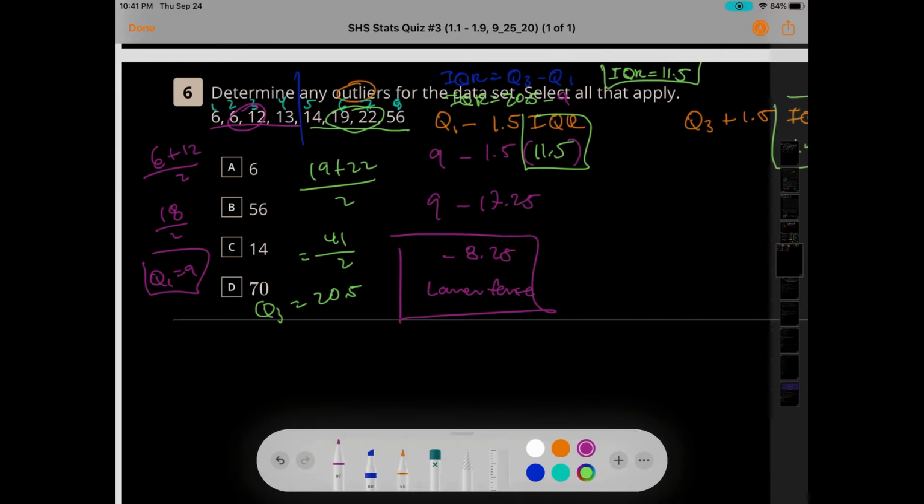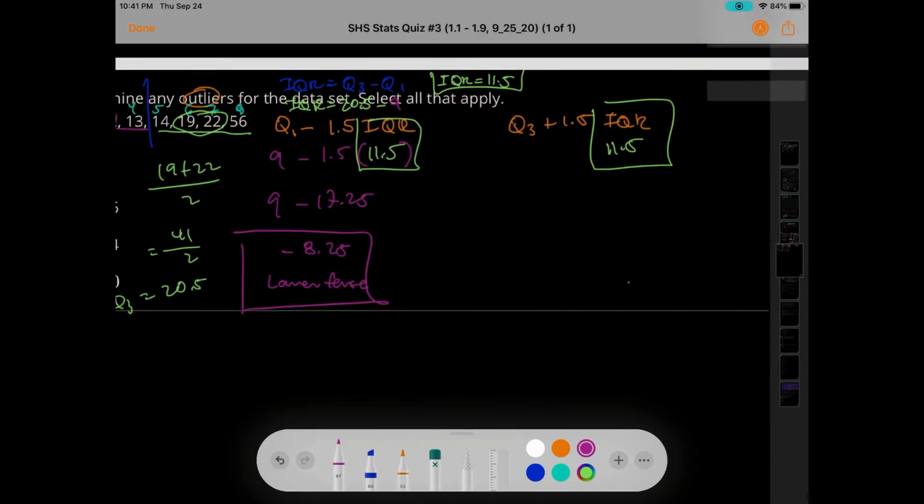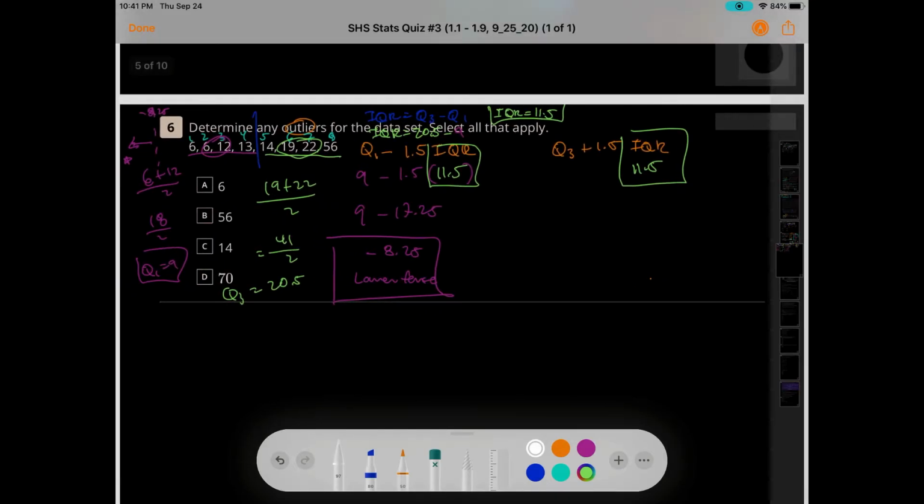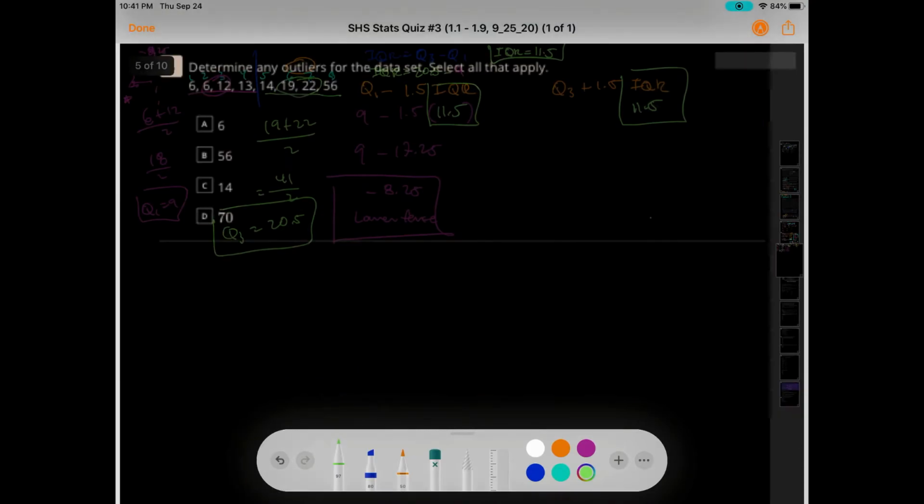What does that mean? If you had any negative values to the left of this dotted line at negative 8.25 on the number line, this out here would be considered an outlier. All right, let's go ahead and try this one. Q3 down here, 20.5. No.